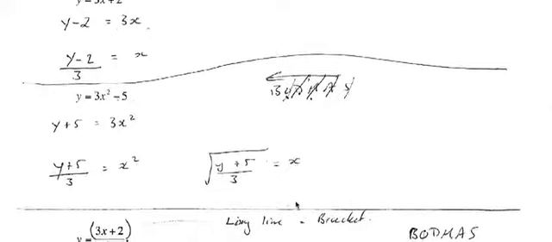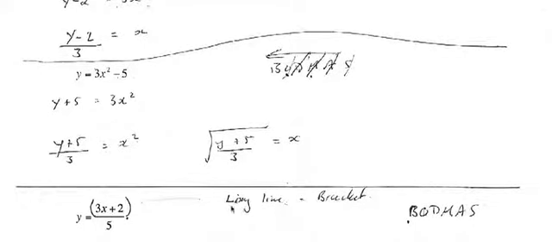Third example here, one thing to remember is that a long line in a fraction is the equivalent of a bracket. So what that means is this 5 is dividing the whole of the 3x plus 2, just like the 3 was dividing the whole of the y plus 5. So when we do BODMAS backwards, the first thing we're going to do here actually is get it all onto one line.